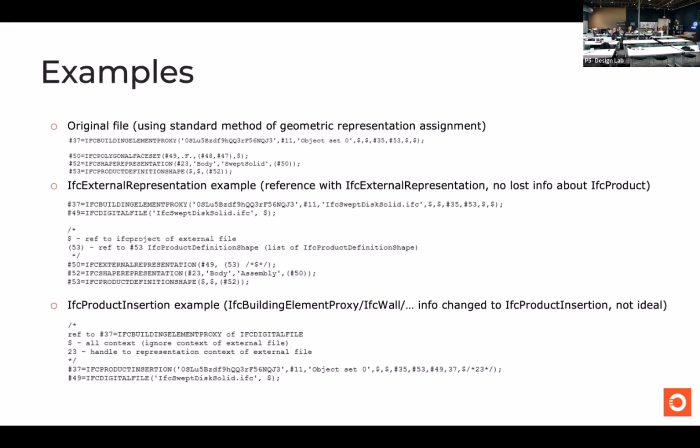And just some examples. Here we have the original file: the IFC building element proxy, then IFC polygonal face set, and IFC shape representation with a swept solid. That's what you have in the original file. Instead of that, you can do IFC external representation. In the second example, you still have the building element proxy, but then the next line is IFC digital file with the swept solid and a separate model, and then IFC external representation after that. So that's one way to reference the external file.